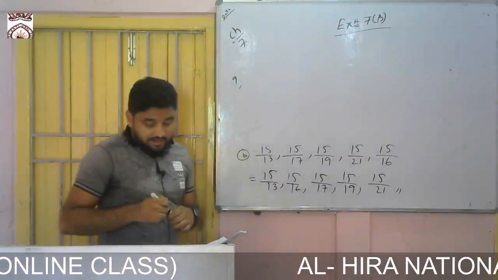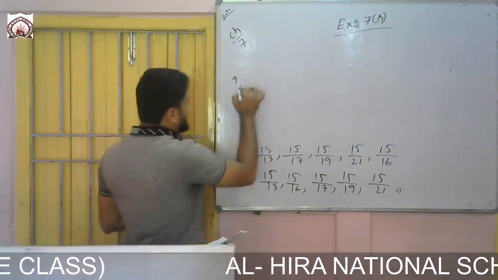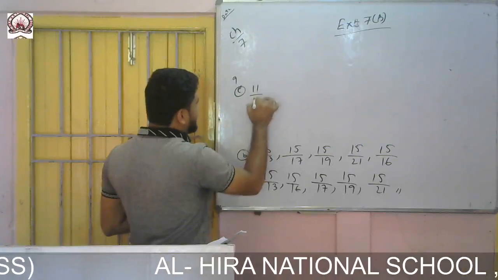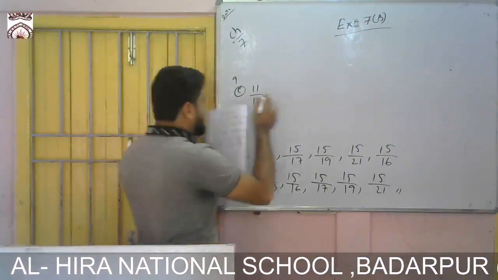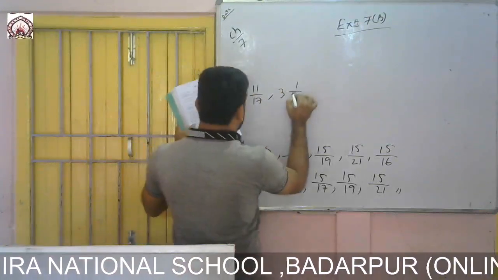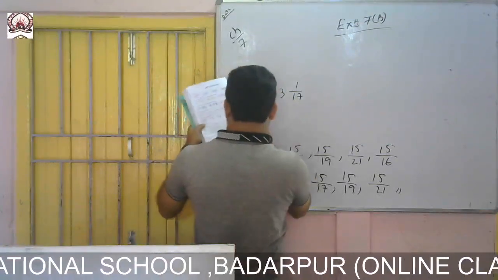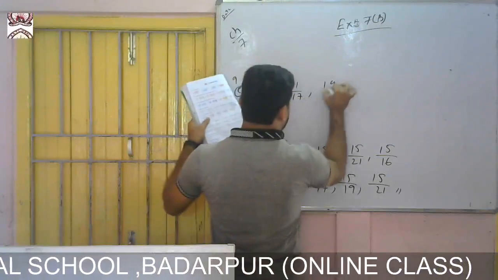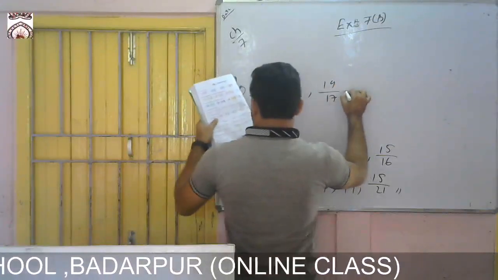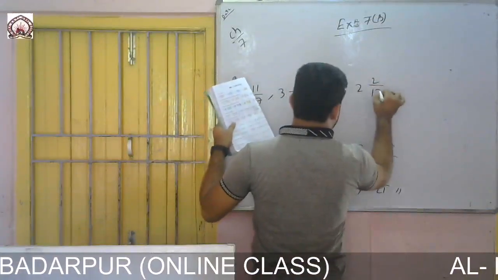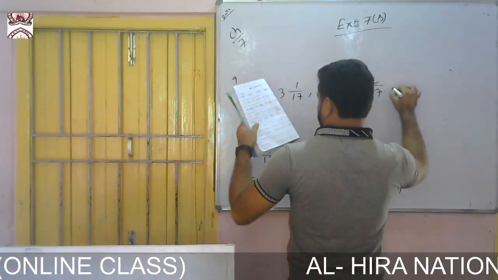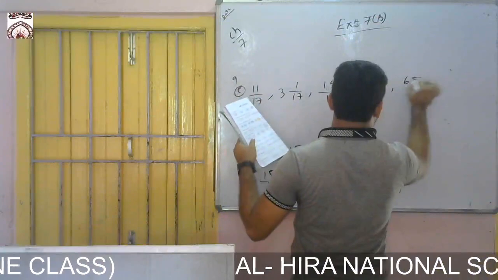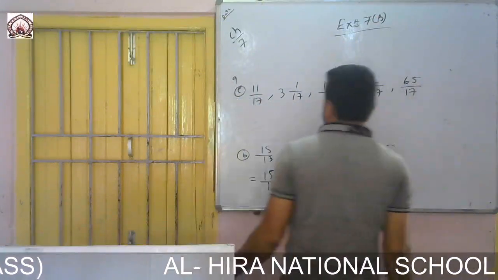So question number C, what? 11 by 17, 31 by 7, 31 by 17, comma 19 by 17, comma 2 by 17, comma 65 by 17.